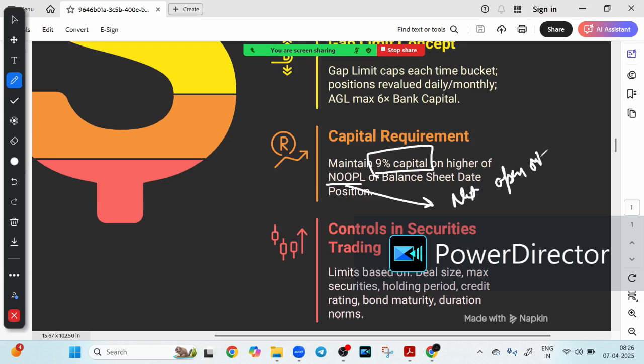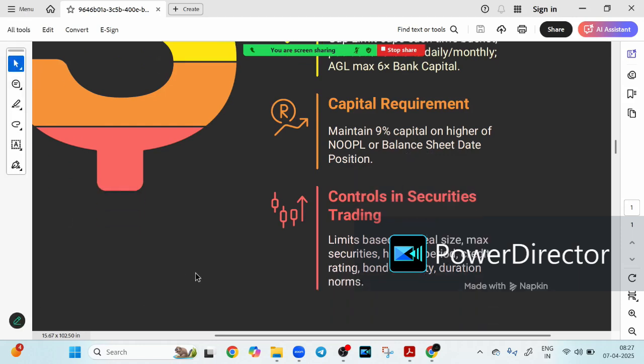We are covering only that much which is important from the examination point of view. I have seen the last 5-year papers, and based on that analysis, I am providing you the content. So the net open overnight position limit is called NOPL. The full form must be known to you. A bank must maintain a 9% capital buffer on either its NOPL or the balance sheet date position, whichever is higher. Whichever is higher, they should keep 9% of that. Then look at the control in securities trading.